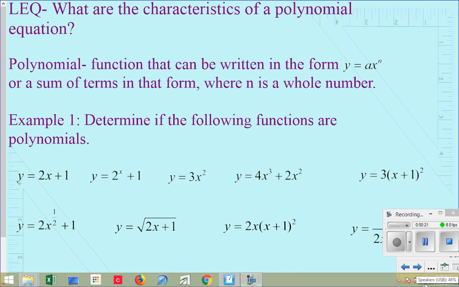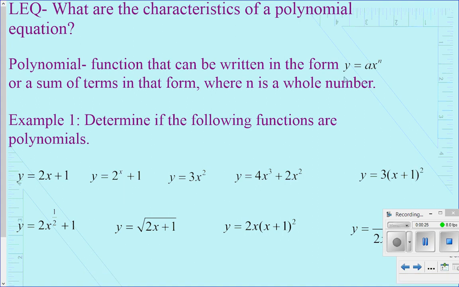A polynomial is a function that can be written in the form y equals a times x to the nth power. Now, it's either just one term like that, or it can be a sum of terms that are in that form. And now let's make sure we understand what that form looks like.